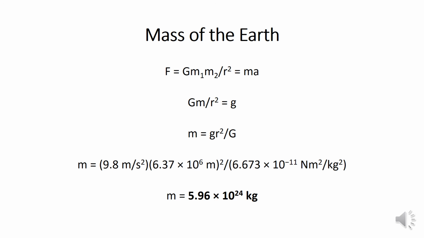R is the radius of the Earth, which is 6.37 times 10 to the power of 6, and the gravitational constant is 6.67 times 10 to the power minus 11. So when you substitute all these values, you will get the mass of the Earth, which is approximately 6 times 10 to the power of 24 kilograms.